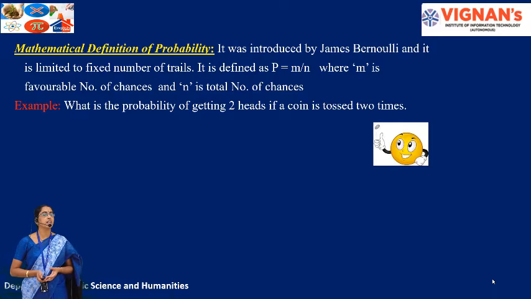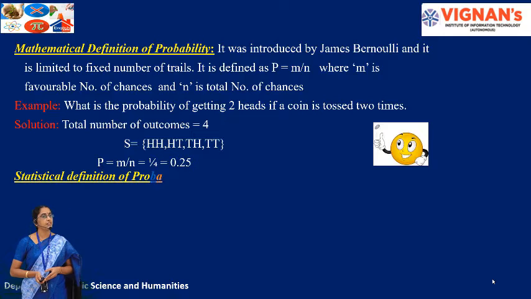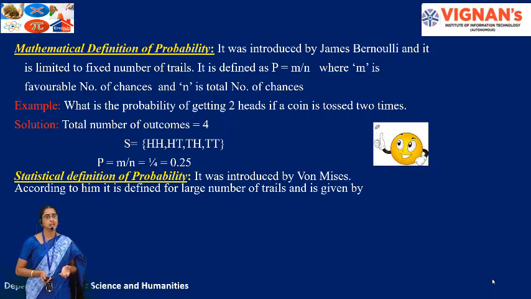Then this mathematical definition failed to calculate that. Then another statistician, von Mises, introduced the concept of the statistical or empirical definition of probability. According to him, we can find the probability when the number of trials is very large. Right? Perhaps in your intermediate you have learned L'Hospital's rule.